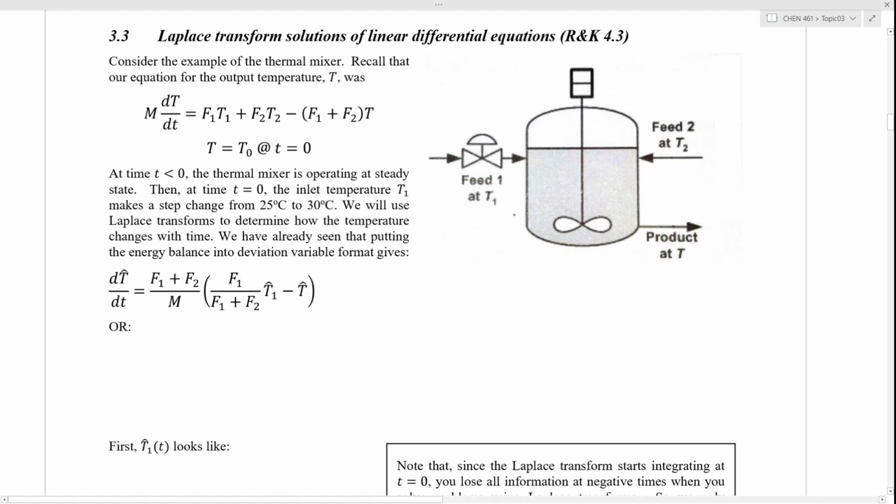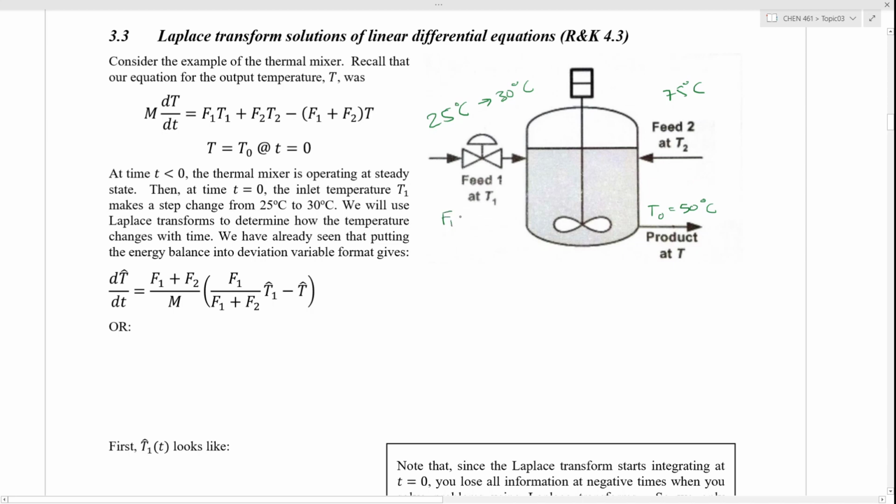What we want to do is solve this differential equation to get how the outlet temperature, T, changes with respect to time. Initially, the thermal mixer is operating at steady state. Then at time t equals 0, the inlet temperature makes a step change from 25 degrees C to 30 degrees C. Feed 2 stays at 75 degrees C, and the product temperature initially equals 50 degrees C because it's a mixture between the two.